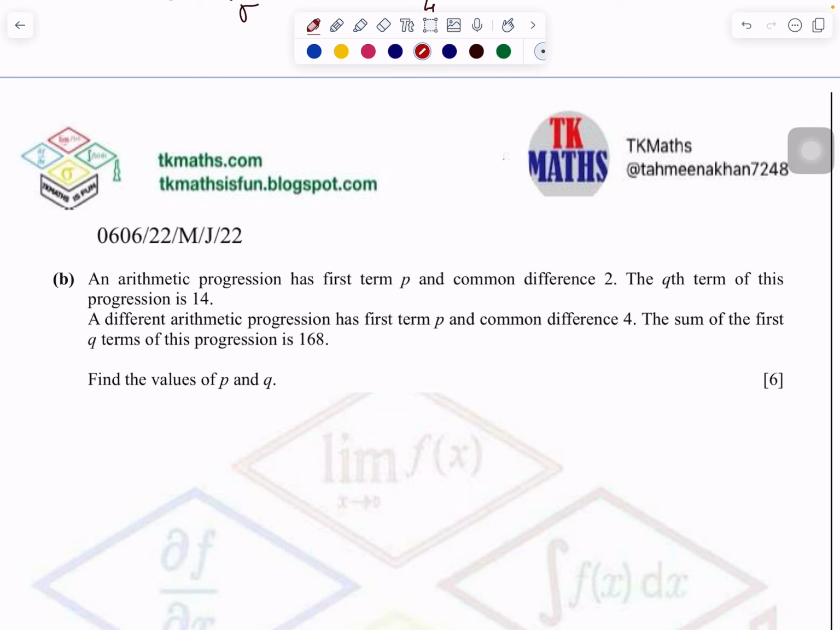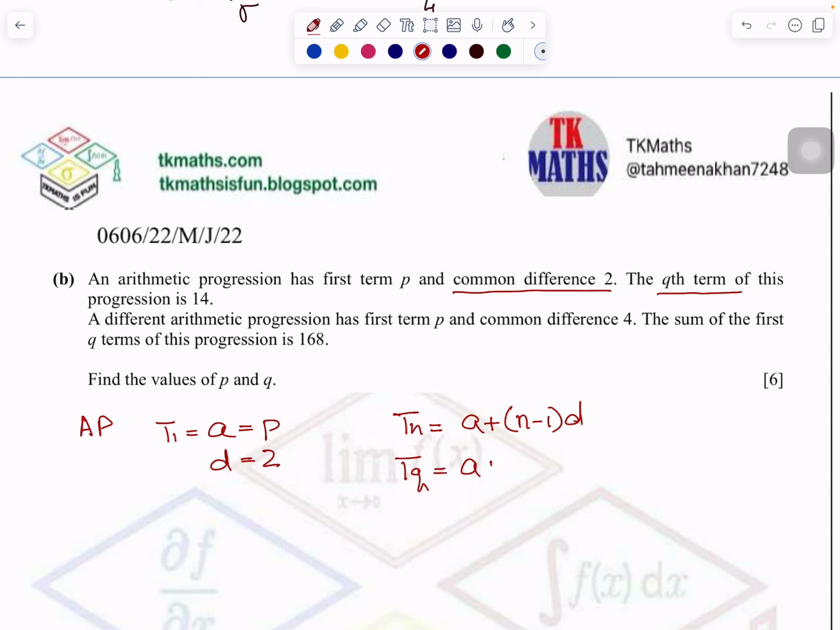It is given an arithmetic progression, the first term is p. Now in the AP, term 1 is a equals p, and the common difference is 2, so d equals 2. We know that the nth term is a plus n minus 1 d. So if it is the qth term, then tq equals a plus q minus 1 d.